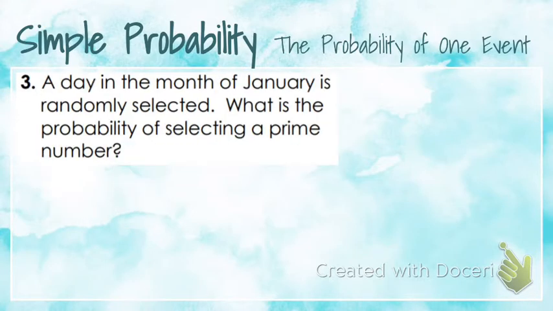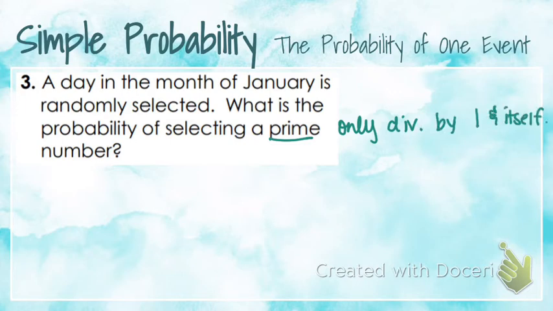I decided to go through all of these because there are so many random tidbits of information that you have to know to answer these questions that I wanted to refresh your memory on some things you may not ever think about. So, for example, number 3, a day in the month of January is randomly selected. What is the probability of selecting a prime number? So you have to know what a prime number is. A prime number is only divisible by 1 and itself.